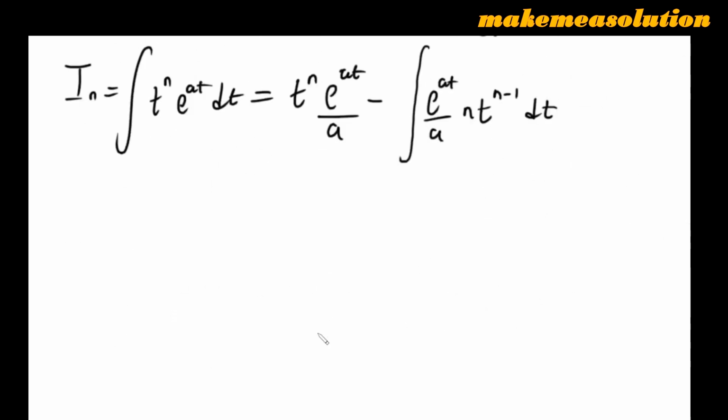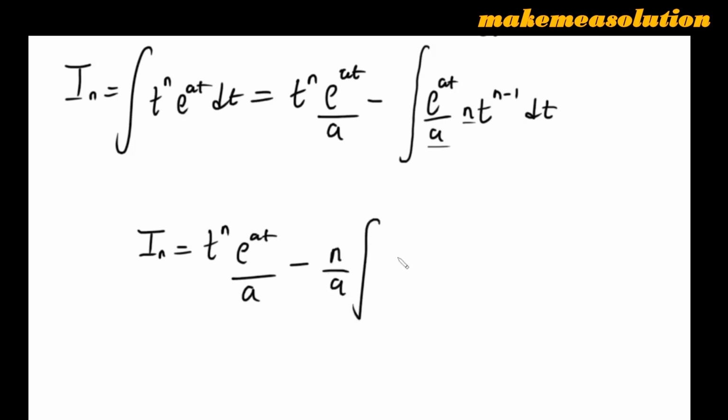So at this point, you have that your I of n is equal to t to the n exponential at all over a, and minus, if you factor out the constants, which are a and n, you have n over a. You can now rearrange the t to the n minus 1 first before the exponential at dt.